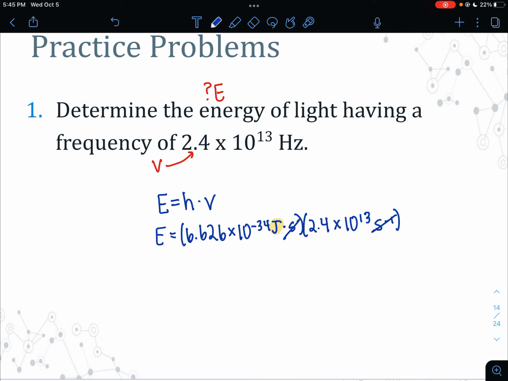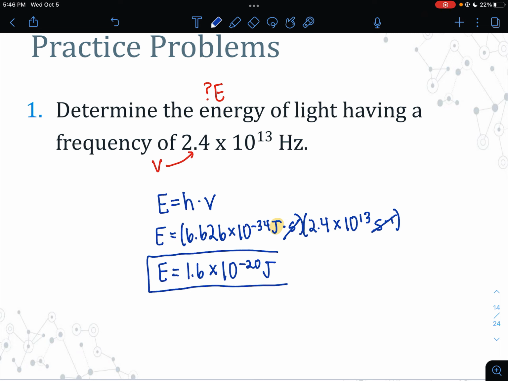Use your E button on your calculator. You get two significant figures, so E is, I have 1.59, which would round to 1.6, and then please remember to look for scientific notation, times 10 to the negative 20th joules.